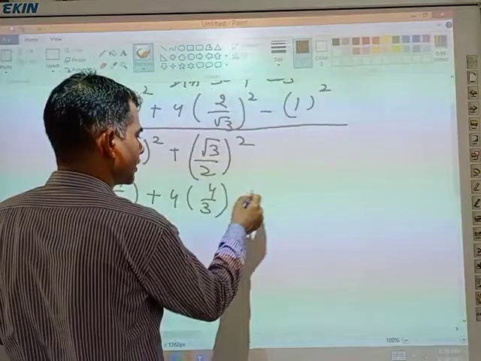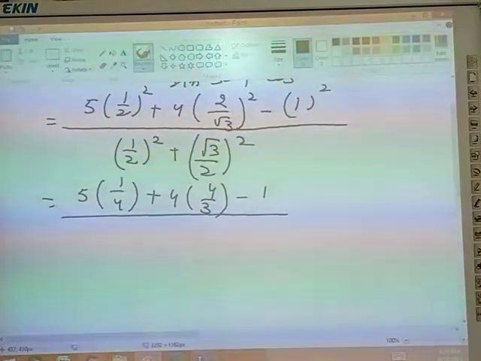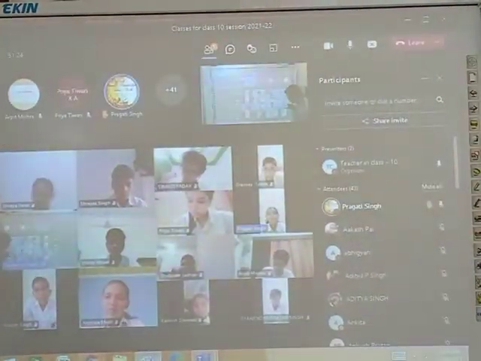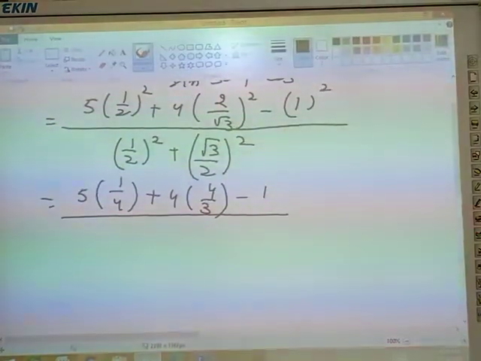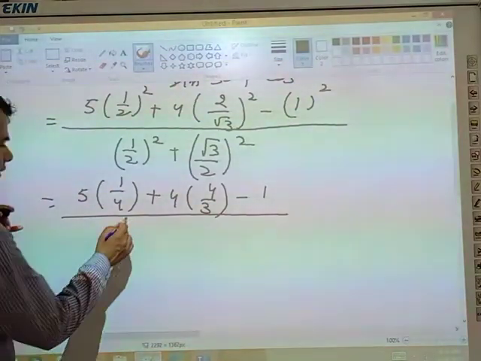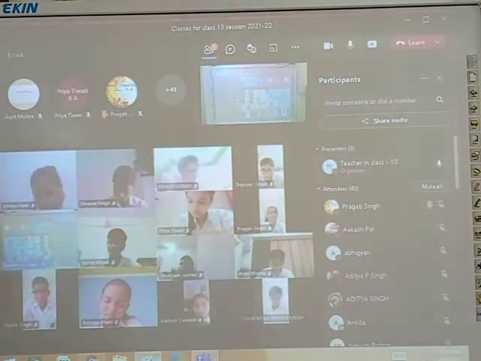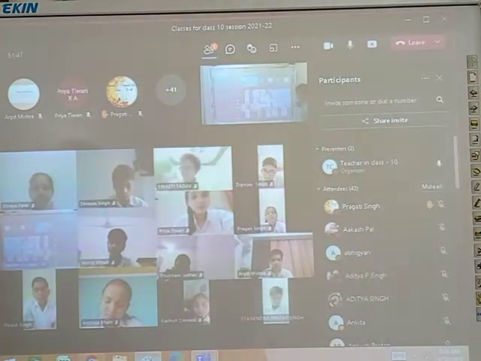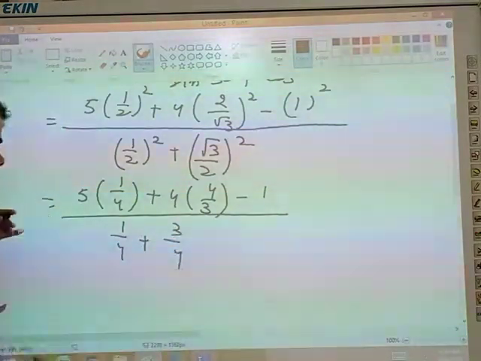Minus 1. Square of 1 by 2 is 1 by 4. Gyanendra Pratap Singh, 1 by 4, very good. Plus the square of root 3 by 2. Piyush Singh, 3 by 4, very good. Now we'll solve it.